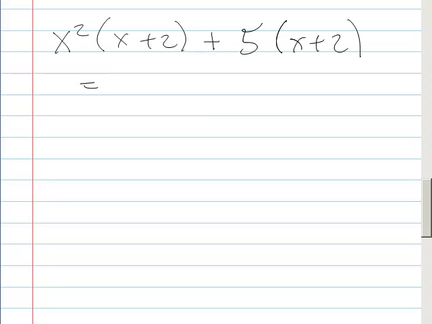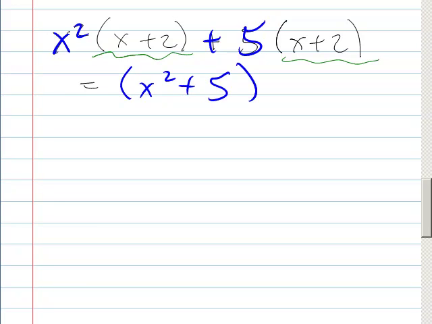So we looked a little bit ago at problems that would look like, say, x squared times x plus 2 plus 5 times x plus 2. And we go in there and we say, oh, awesome, check it out. I've got an x squared of something or other plus 5 of that same something or other. So that must mean I have x squared plus 5 of that something or other.